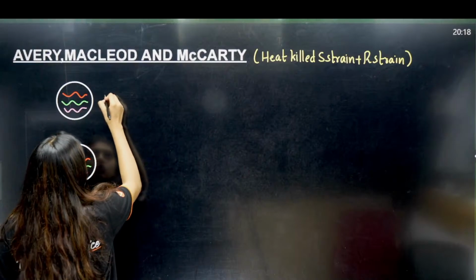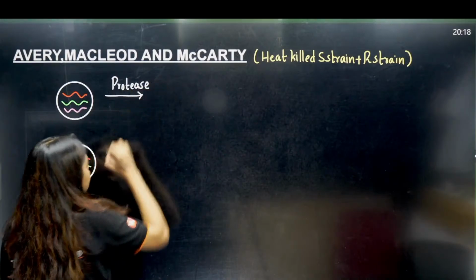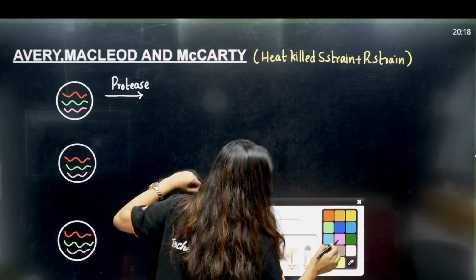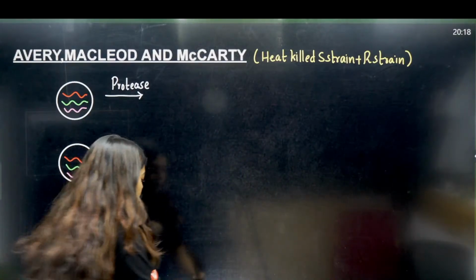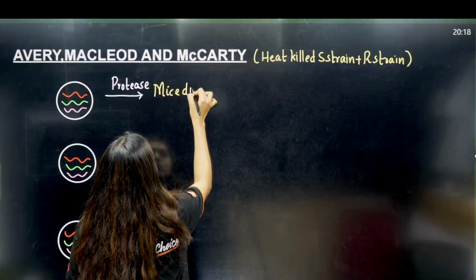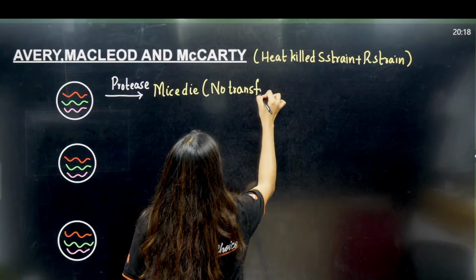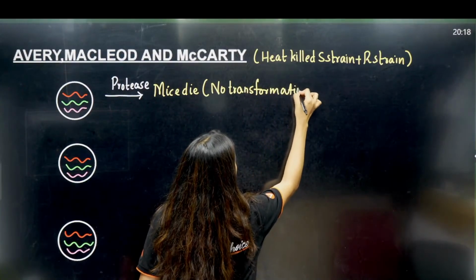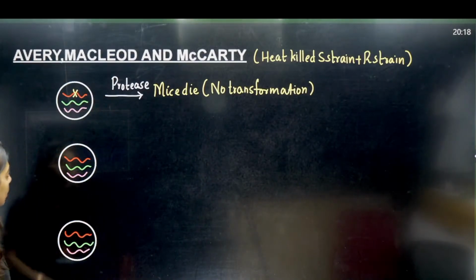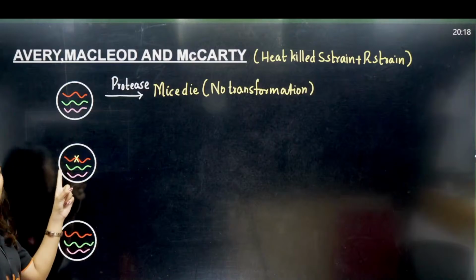First they took the protease enzyme. What are these enzymes? These are the enzymes that can digest or degrade the protein. They took protease, and they noticed that even after the protein being digested, the mice is going to die, because the DNA is still there. So no transformation. No transformation happened. So protein is not the one, confirmed.